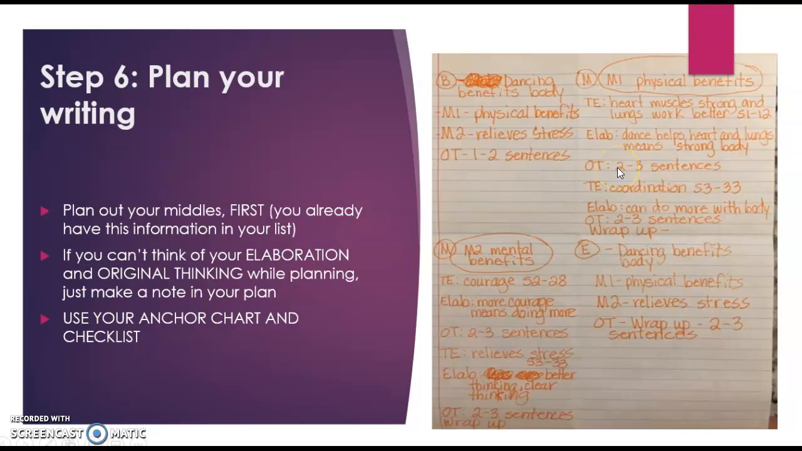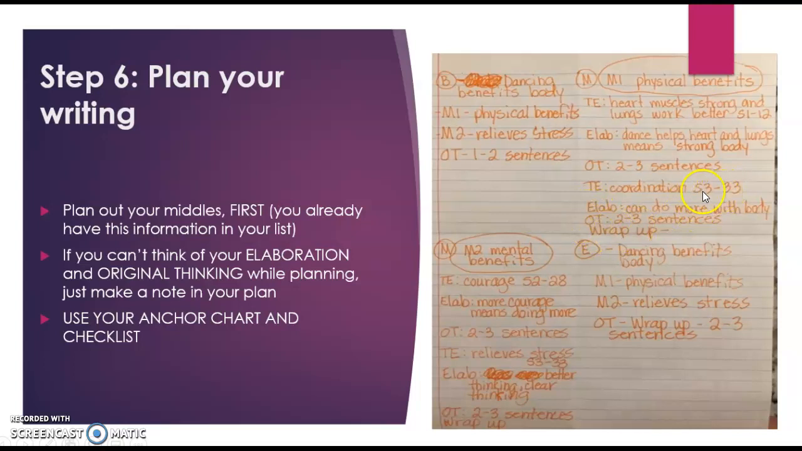But my OT, I found that I was spending way too much time in my plan trying to think of OT. Well, then I decided I'm not going to think of it in my plan. I'm going to think about it where it really counts, where I should be spending most of my time, which is writing out my piece. So as you can see here, I did my main idea. I did my text evidence, elaboration, OT, 2 to 3 sentences. Then again, text evidence, elaboration, more OT, and my wrap up.